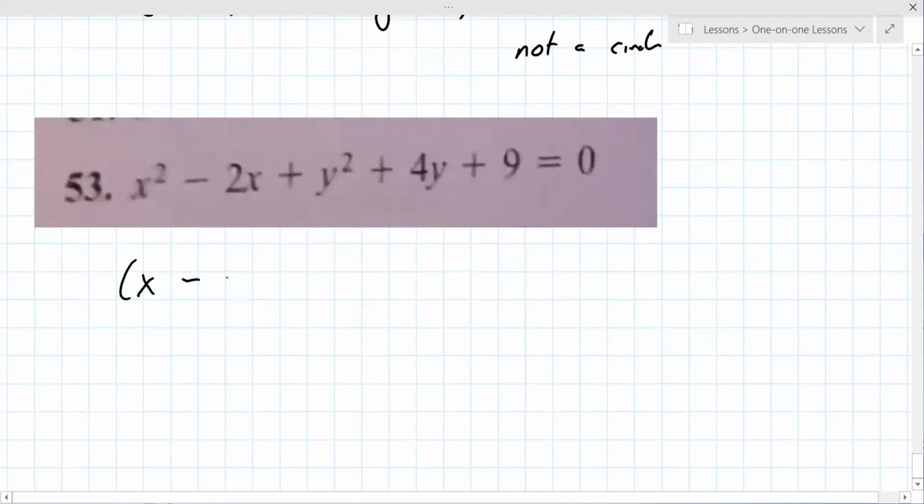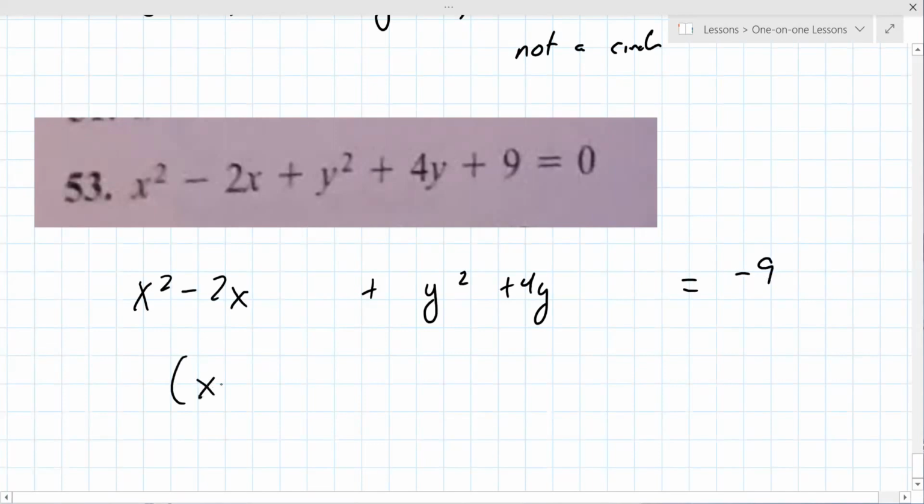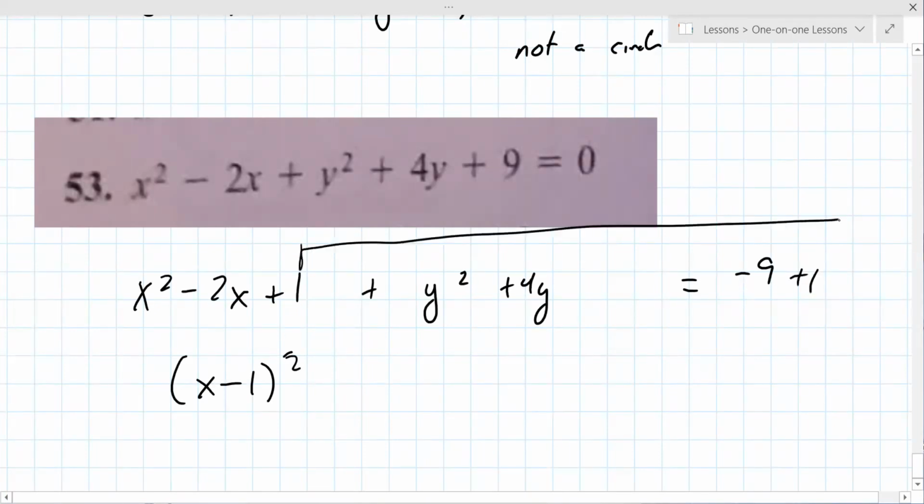All right, so more completing the square. We've got x squared minus 2x plus y squared plus 4y equals -9. This becomes (x minus 1) squared. Half of -2 is -1, plus 1 because -1 squared is 1. And then you move this over. Half of 4 is 2. 2 squared is 4, plus 4.